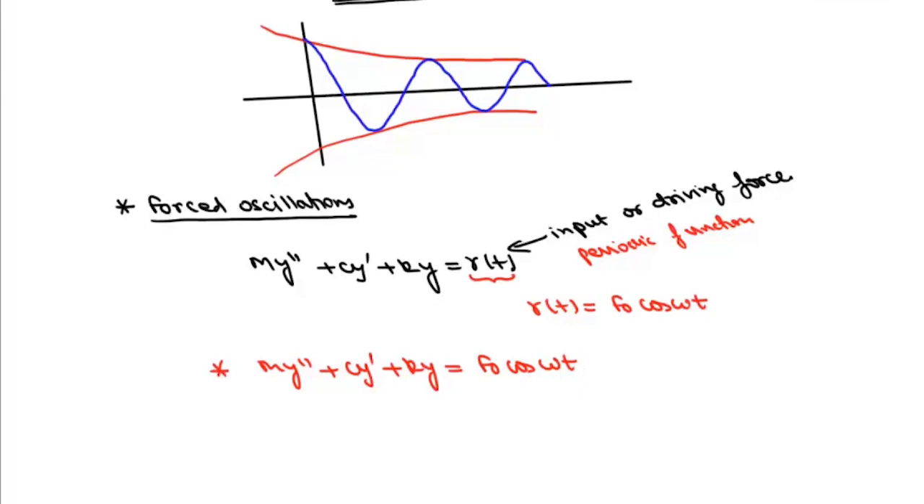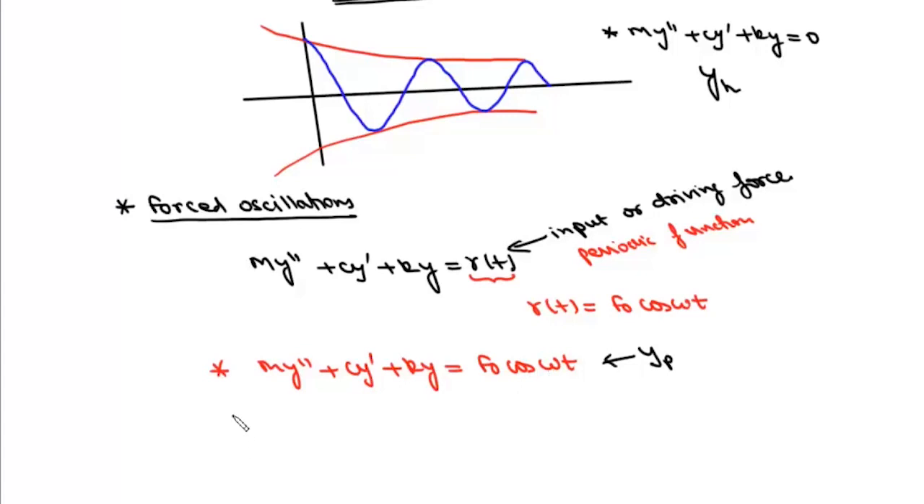Now the general solution for this equation, my double dash plus cy dash plus ky equals F naught cos omega t, is the sum of the general solution of my double dash plus cy dash plus ky equals 0, which we have already studied in the previous section. Let us say this solution is yh, and then there will be a particular solution when we have this driving force, and let that solution be yp.